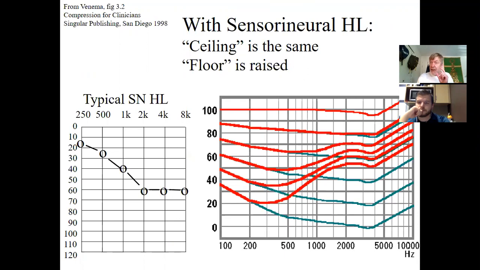What is dynamic range? The decibel distance between your floor and your ceiling. The decibel distance between my feet on the floor and my head at the ceiling, that's my decibel distance. Okay, for a normal hearing person, it's about at least 100. I can hear from 0 up to 100. With hearing loss, I can't hear until, say, 50. And now my dynamic range is only 50 because 100 minus 50 is 50.